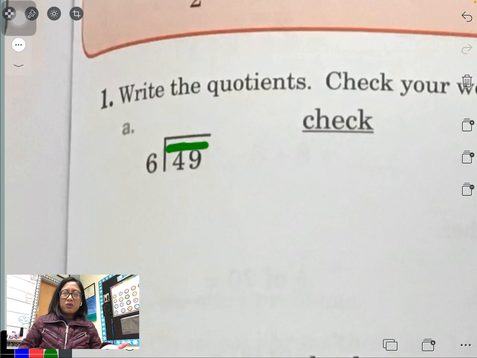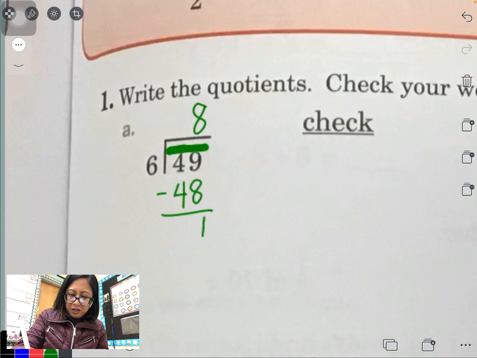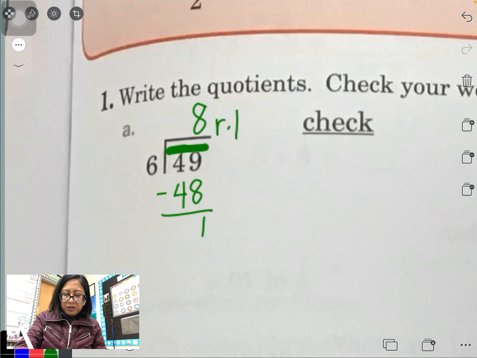So that's when I have to, of course, count the 6s. So 6, 12, 18, 24, 30, 36, 42, 48. Ooh, I can do 48. I was going to do 42. 48. So I've got 8 fingers. Put up an 8 here. And there's my remainder.